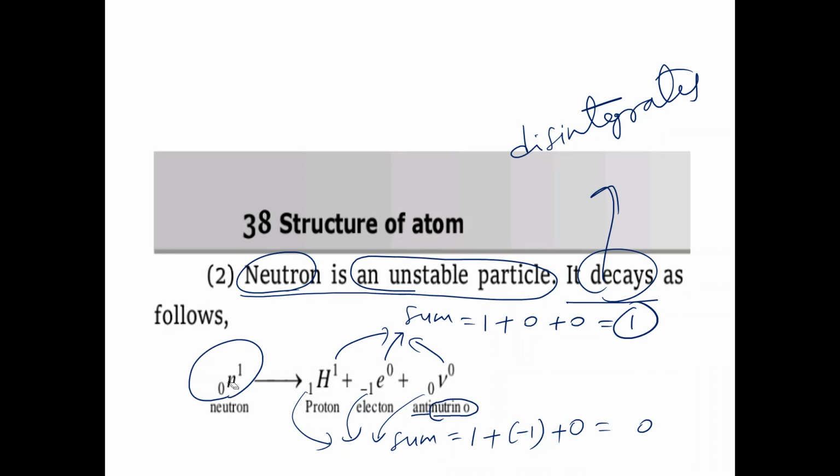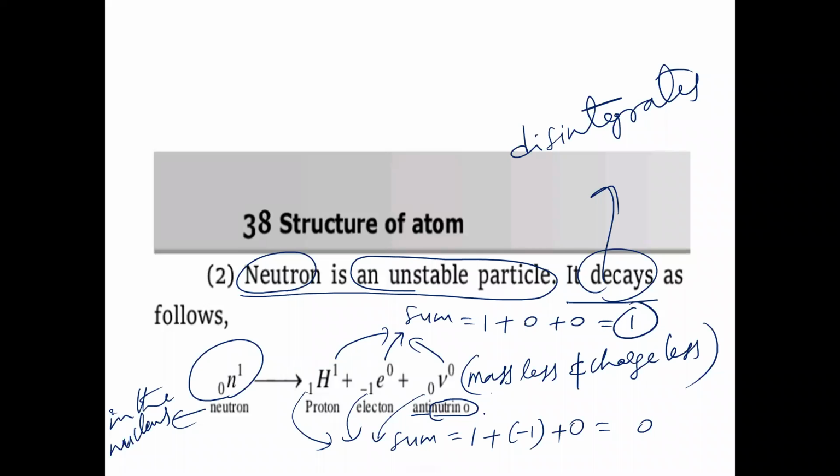So like this, each neutron in the nucleus breaks down, decays into a proton, an electron, and one anti-neutrino particle. This anti-neutrino is a massless and chargeless particle. No mass and no charge for this anti-neutrino.